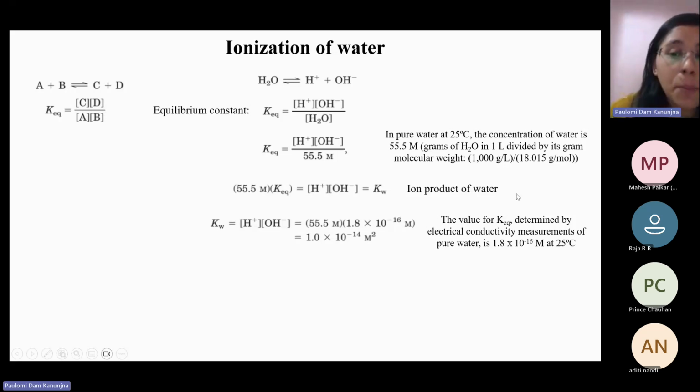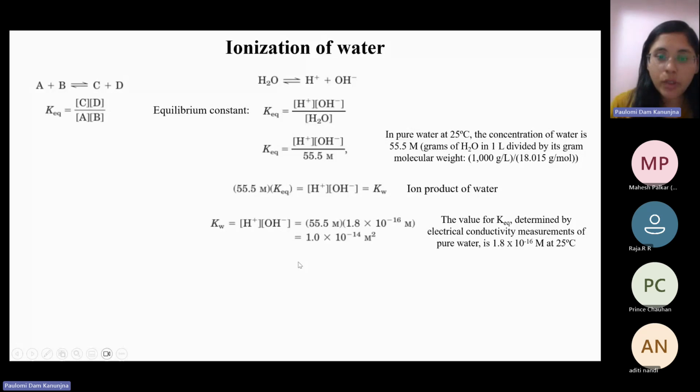This reaction gives you the ion product of water, which is what? For pure water, if you take the concentration and multiply it by the equilibrium constant, this is equal to H plus times OH minus, which is equal to Kw, right? Now we will substitute the K equilibrium value. People have calculated this equilibrium constant by electrical conductivity of pure water. Remember, we are dealing with pure water here. So pure water's equilibrium constant is 1.8 into 10 to the power minus 16, again at 25 degrees centigrade. So you are substituting this value here, and ultimately your ion product is 1 into 10 to the power minus 14.